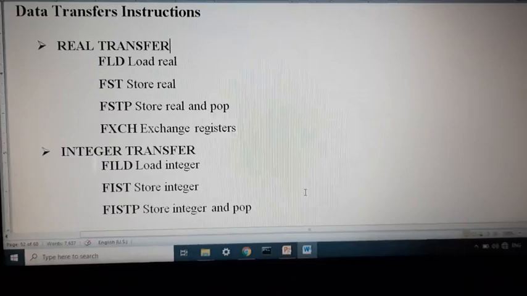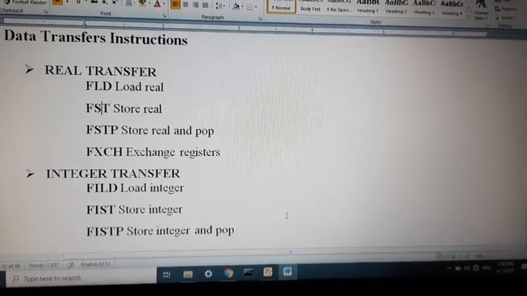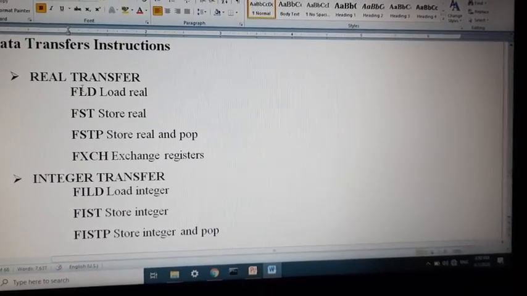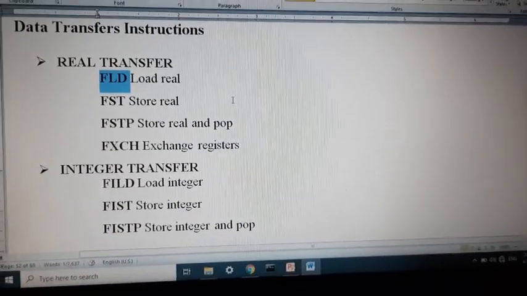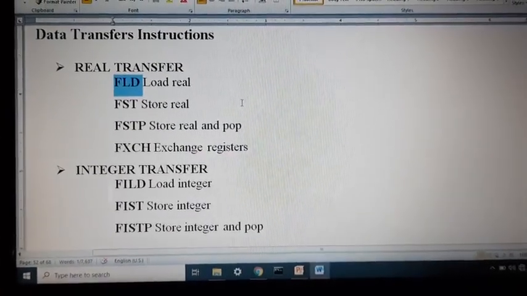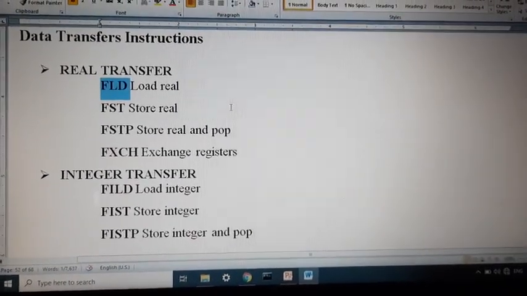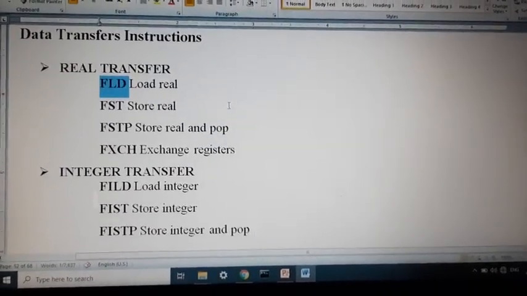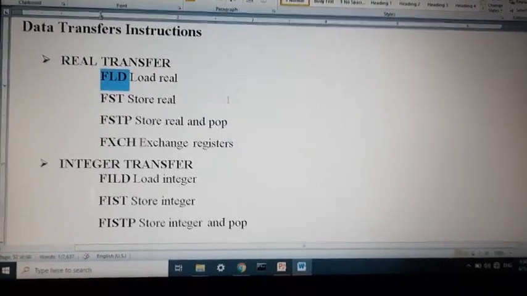In this real transfer we have 4 types of instructions. You can see over here that the first instruction is FLD, then FST, then FSTP, and F exchange. These instructions come under the real transfer. It means whatever operands we are considering in this, they have the data type real. Now we already know that load and store are two opposite operations.